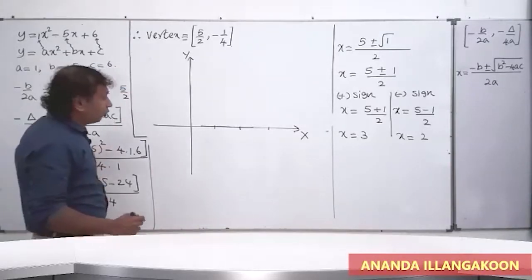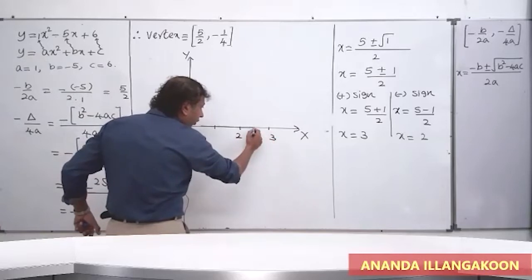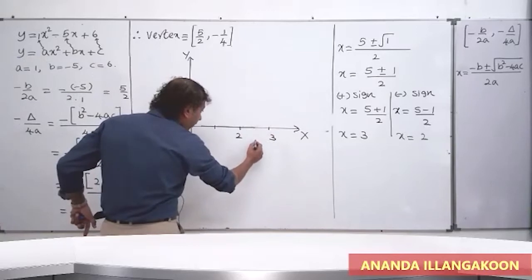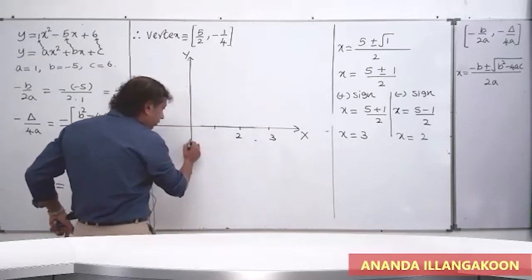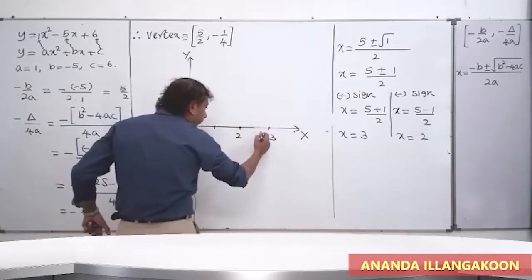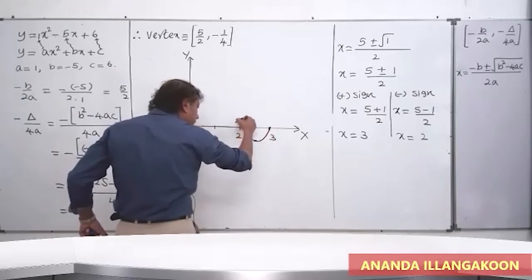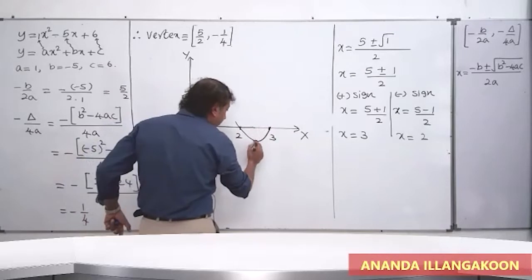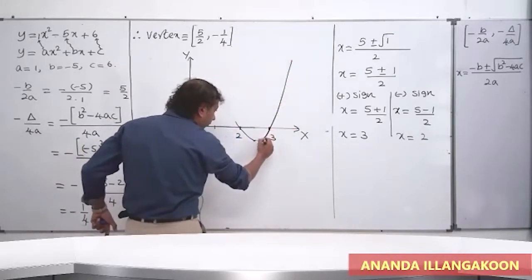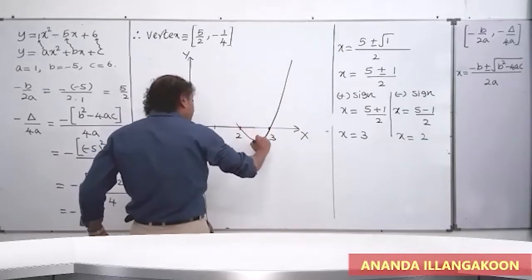The vertex is at 5 by 2. This is 2, people, this is 3. 5 by 2 means 2.5, exactly the midpoint. The y coordinate is -1 by 4, somewhere here. Right. This is -1 by 4. Here and here is the graph. This is the graph, and this way we can sketch the graph.